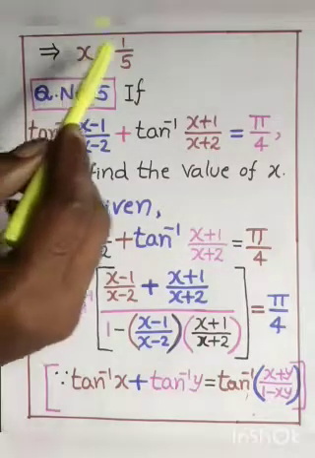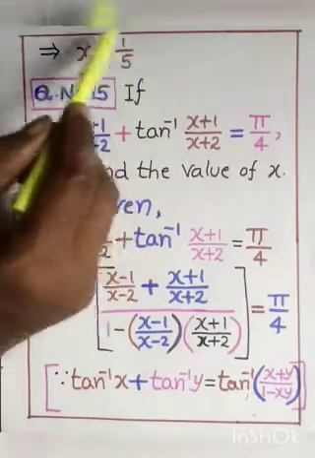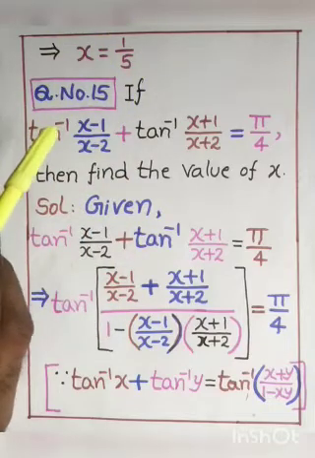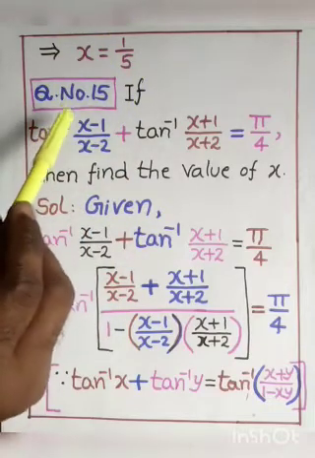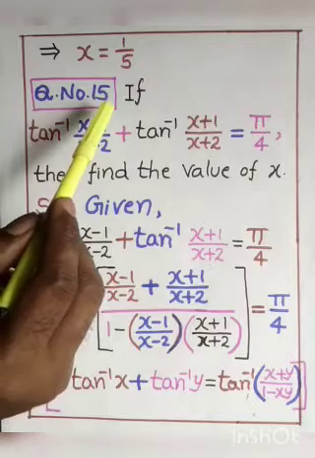This implies x is equal to 5. So this is the value of x. Now let us take the next question. That is question number 15.